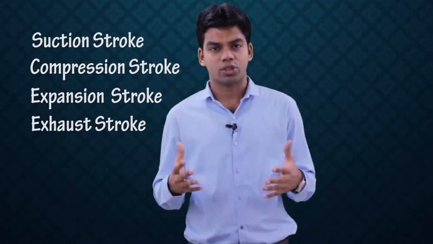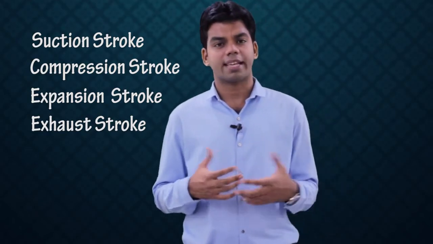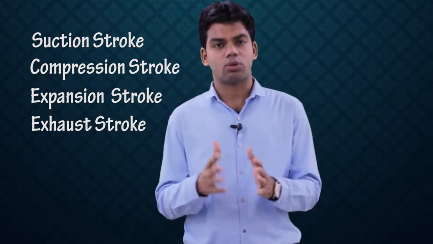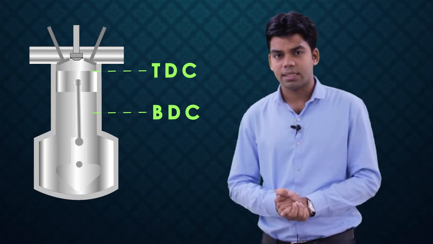So we have 4 strokes here. The first stroke is the suction stroke, then the 2nd stroke is the compression stroke, the 3rd stroke is the expansion stroke, and the 4th stroke is the exhaust stroke. So these are the 4 strokes. Now I will tell you the functioning of this 4-stroke SI engine in detail.